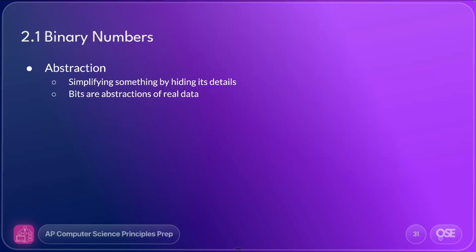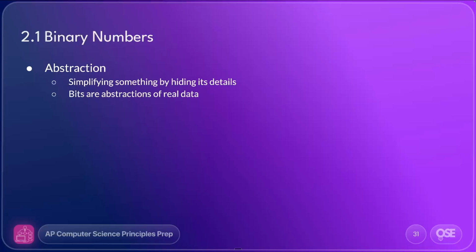Abstraction. Abstraction is a process by which you simplify something by hiding its details. And bits are abstractions of real data. If you're thinking, what the hell is an abstraction? I don't understand. Think of it like this. You're using your phone every day. Are you bothered by how it was made, how the chips were created, how all the processes on your phone are done, what calculation is going on right now? No, you're not. Or maybe you are, but you're an outlier in the case.